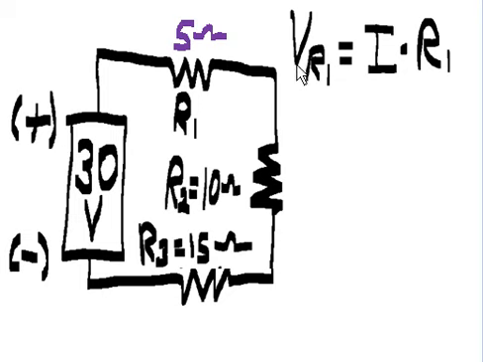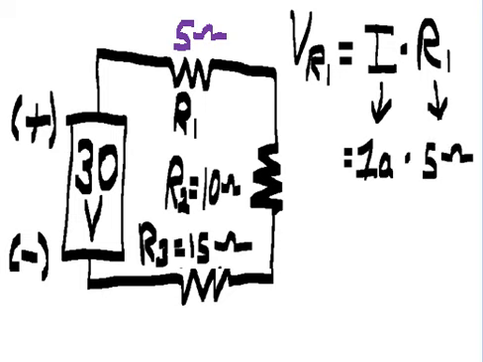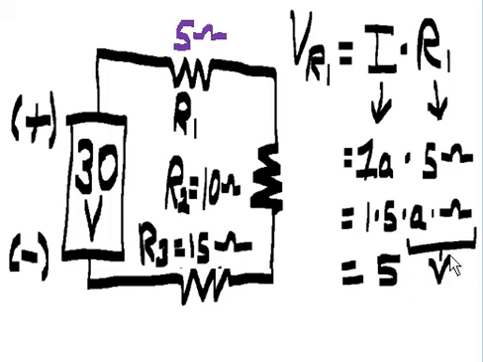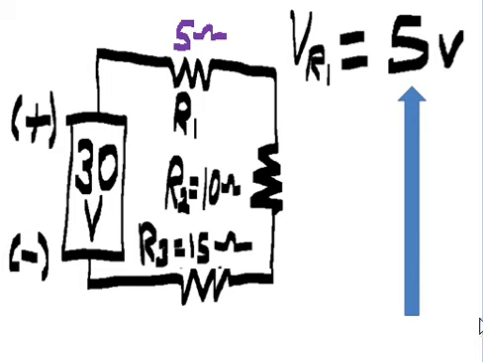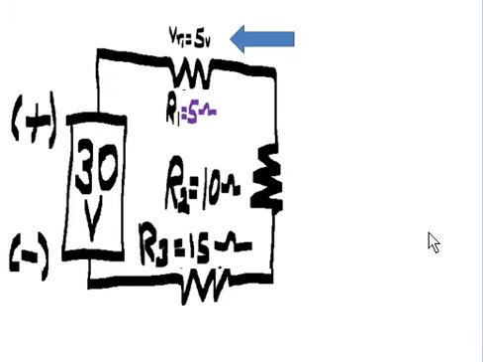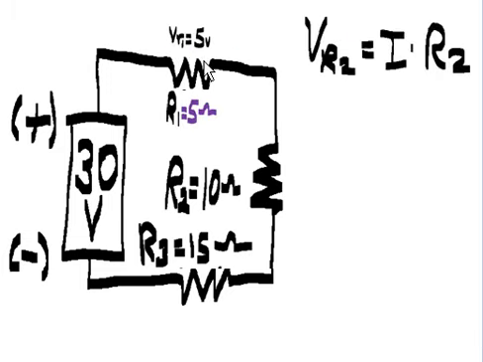Let's figure it out. The voltage drop over R1, VR1, equals current times R1. So I becomes 1 amp, R becomes 5 ohms. And let's rewrite this. 1 times 5 times amps times ohms becomes 5 times amps times ohms, which is volts. That becomes 5 volts. Let's move that up there and over to the left. So VR1 equals 5 volts.